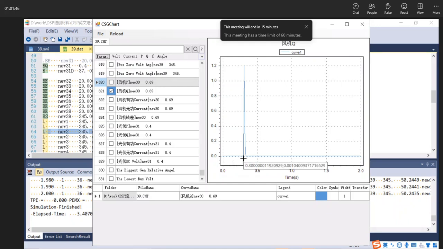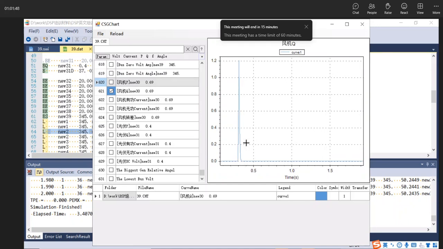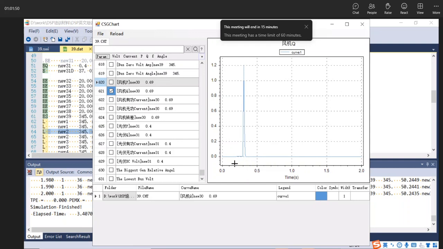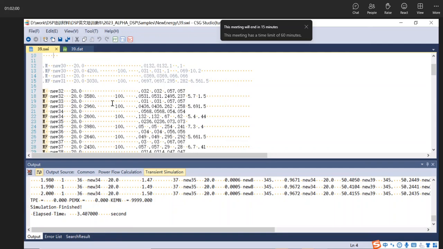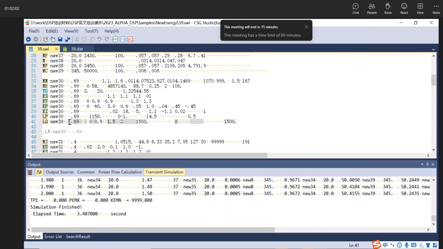For the Q, the reactive power output from the DFIG, you can see it in the reactive power control card, the LQ card.